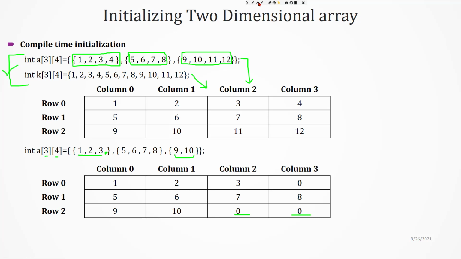So listen carefully. Suppose I am declaring this array like this. Yes, sir. So suppose I have an array initialization like this. So what will happen?